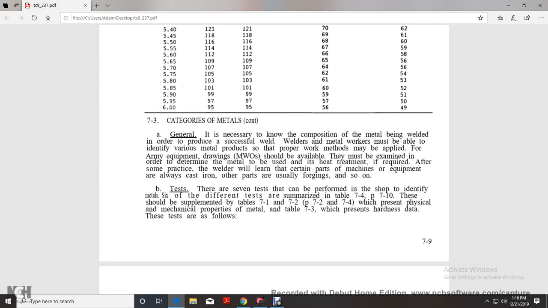After some practice, the welder will learn that certain parts of the equipment are always cast iron, other parts are usually forgings, and so on. There are several different tests that can be performed in the shop to identify the metal. Six of the different tests are summarized in table 7.4, page 710.